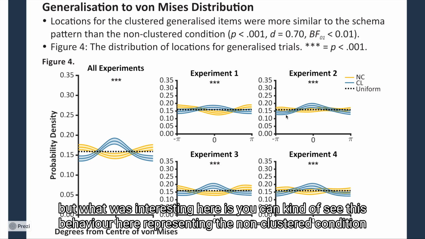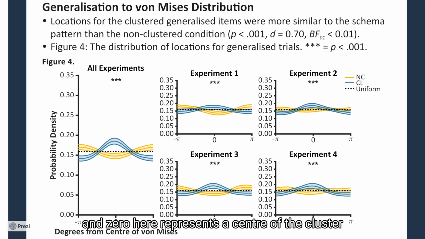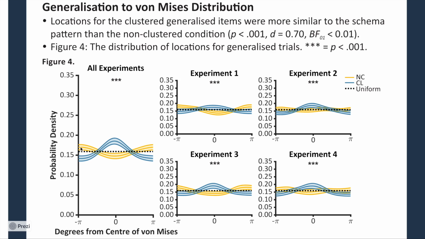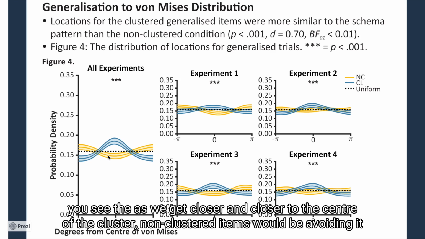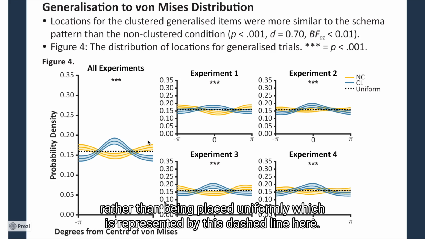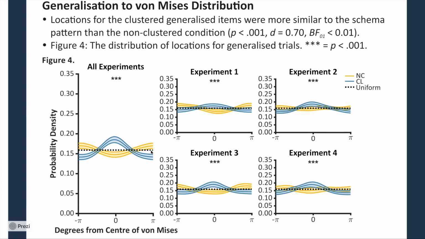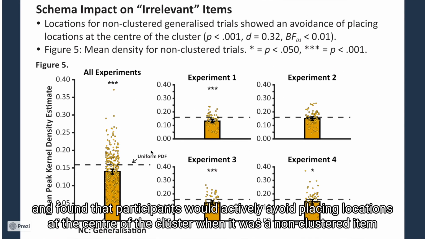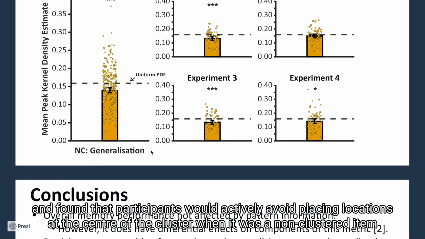But what was interesting here is you can see this behavior here representing the non-cluster condition, and 0 here represents the center of the cluster. You see that as we get closer and closer to the center of the cluster, non-clustered items will be avoiding it rather than being placed uniformly, which is represented by this dashed line here. So we investigated that a bit further and found that participants would actively avoid placing locations at the center of the cluster when it was a non-clustered item.